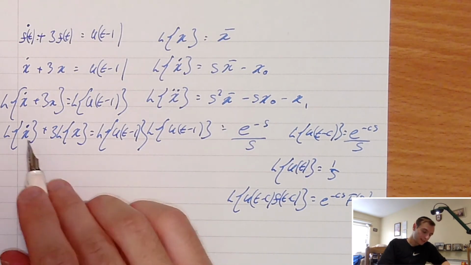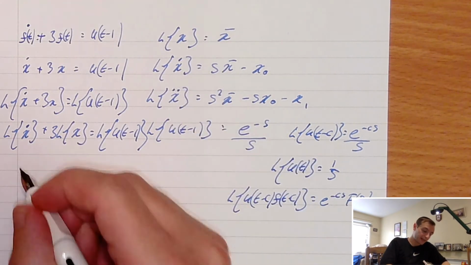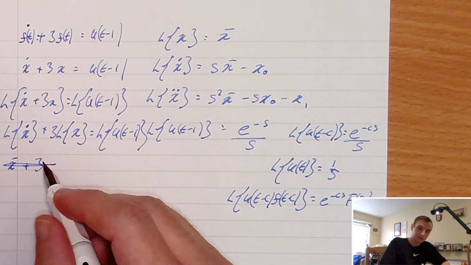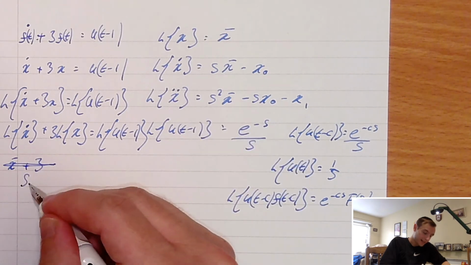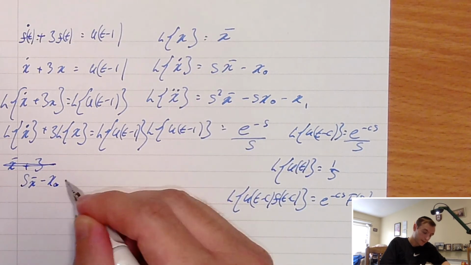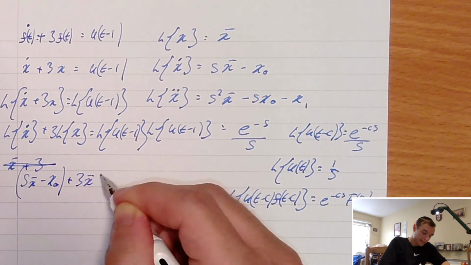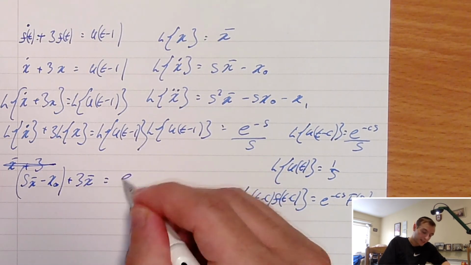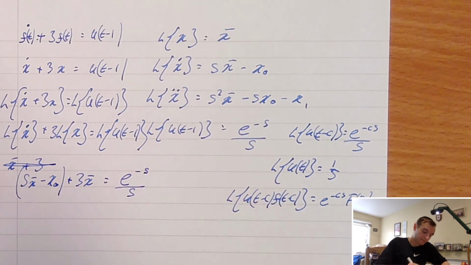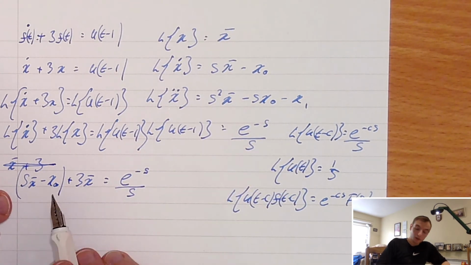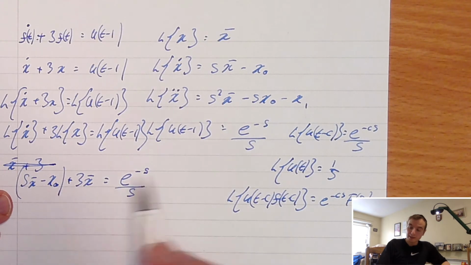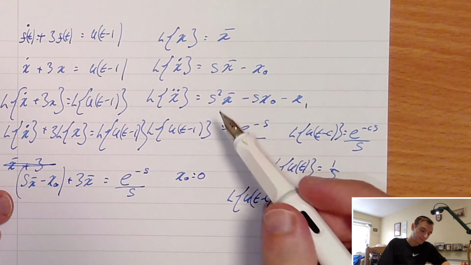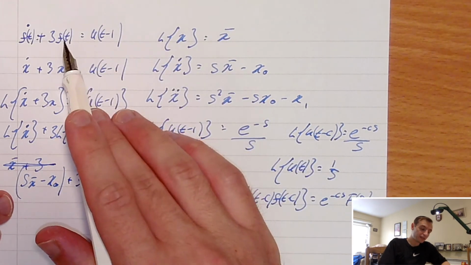So we know that the Laplace transform of the first derivative of x is going to be s x bar minus x naught. So we can write: s x bar minus x naught plus 3x bar equals the Laplace transform of u(t minus 1), which is going to be e to the minus s on s. And we're also told that the initial condition is x naught equals 0, so when t equals 0, f of t is going to be 0.